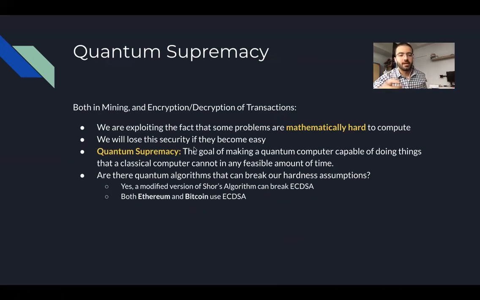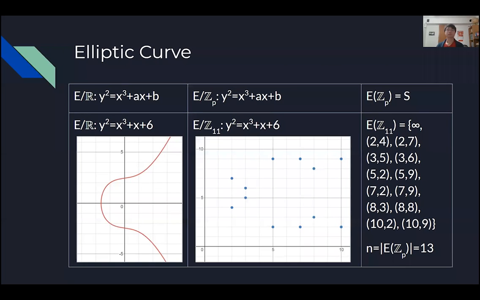So the question basically becomes, are there quantum algorithms that can break our hardness assumptions? And the answer is yes. A modified version of Shor's algorithm, for example, can break the ECDSA key pair generation, which gets used both in Bitcoin and Ethereum. So in the next couple of slides, we're going to be talking about that. And that's it for me.